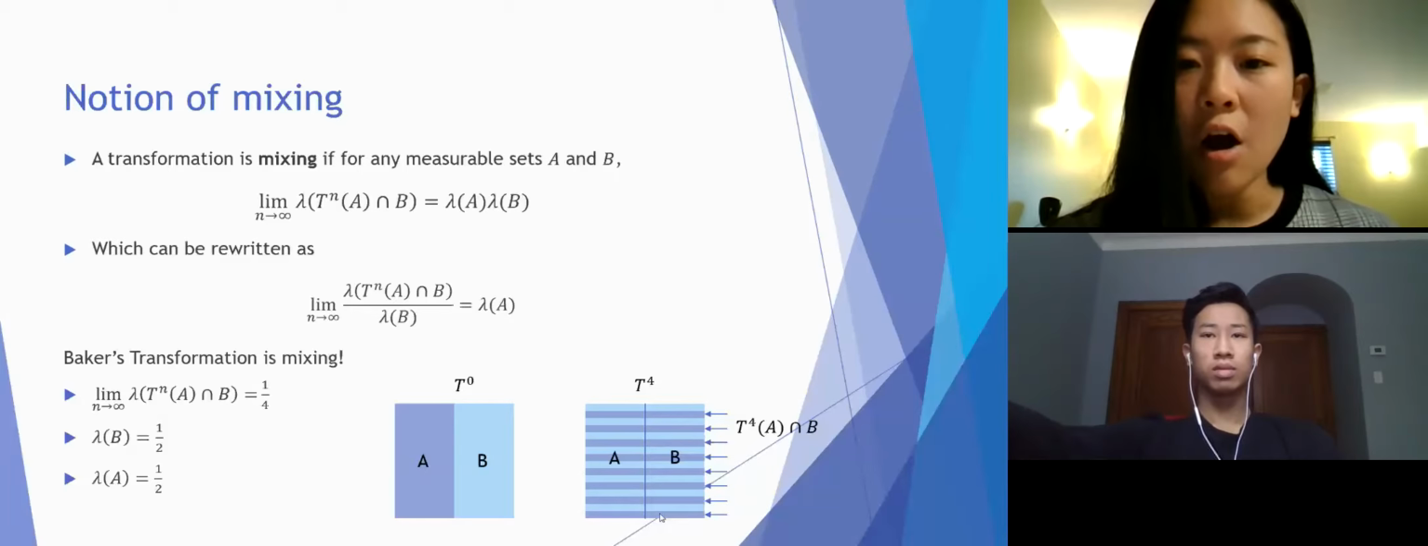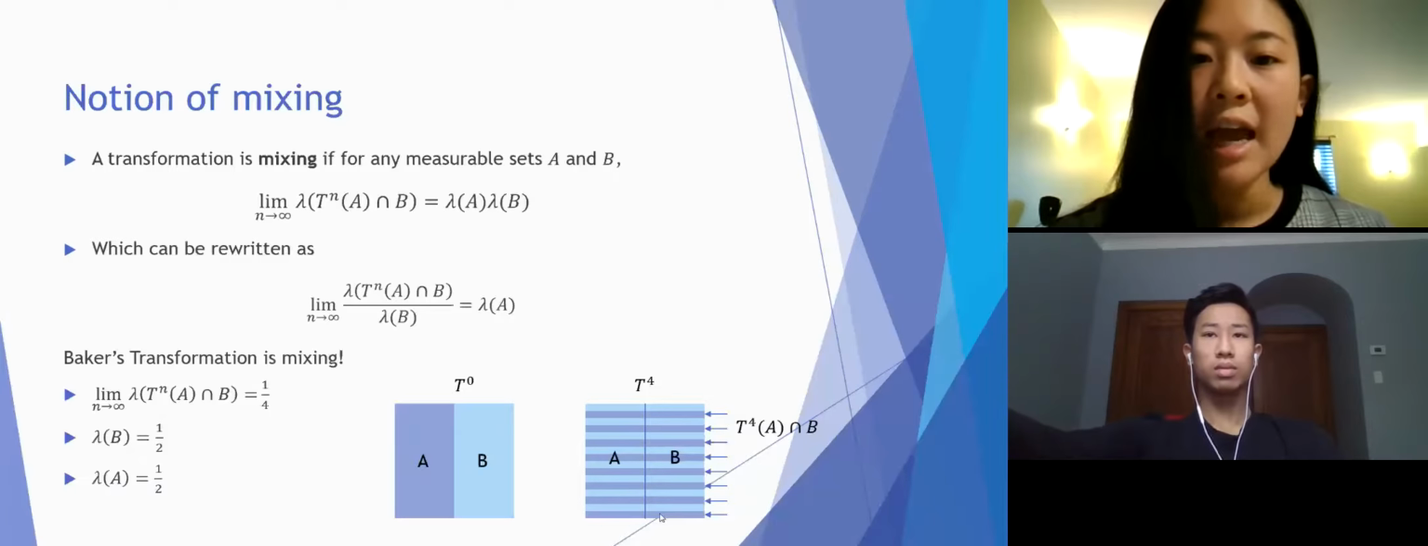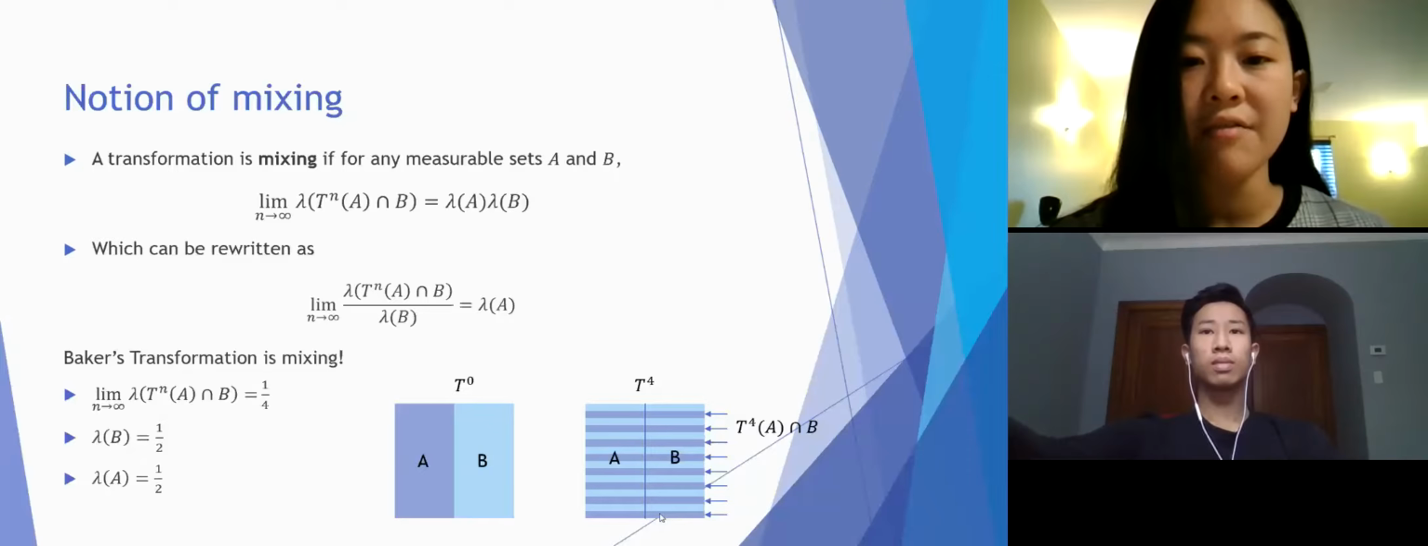Putting the measure of B onto the left side of the limit just simply shows that the initial area of A was a half, and the transformed A now occupies a half of the initial set B.